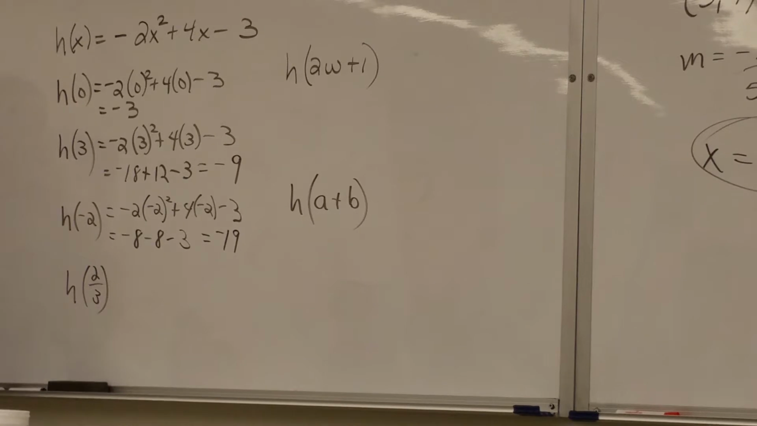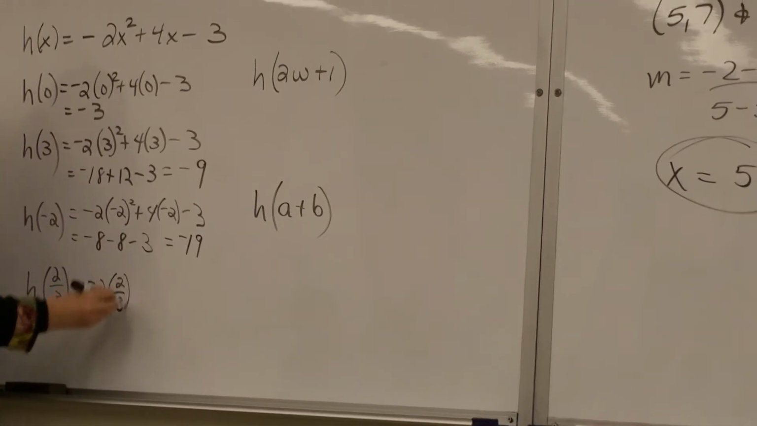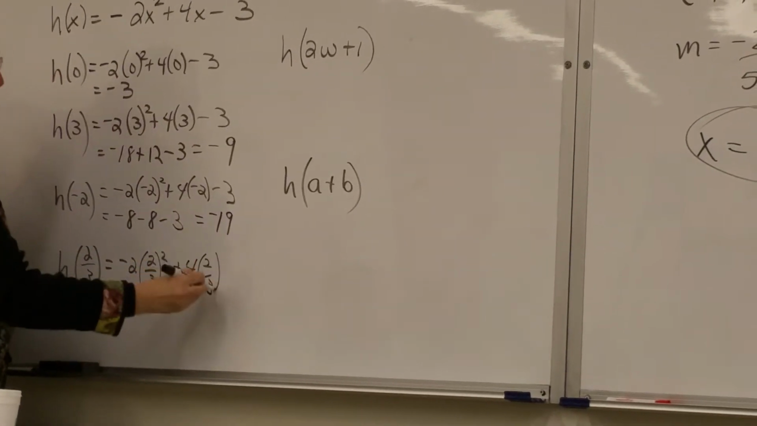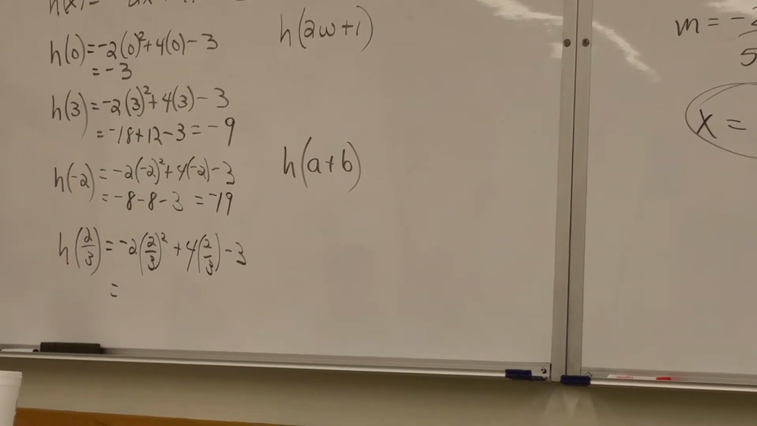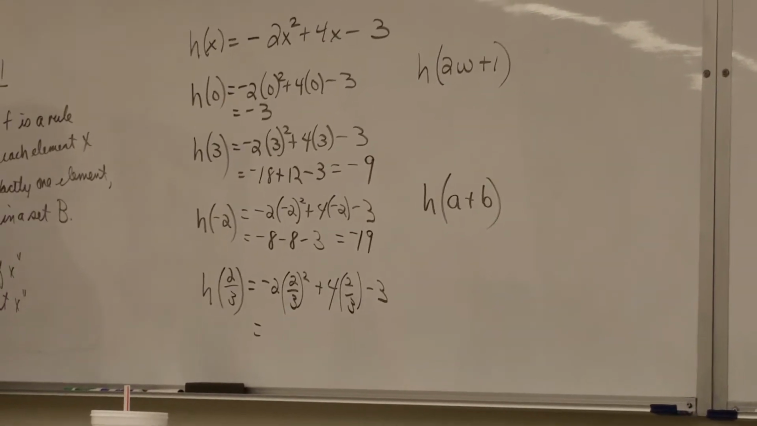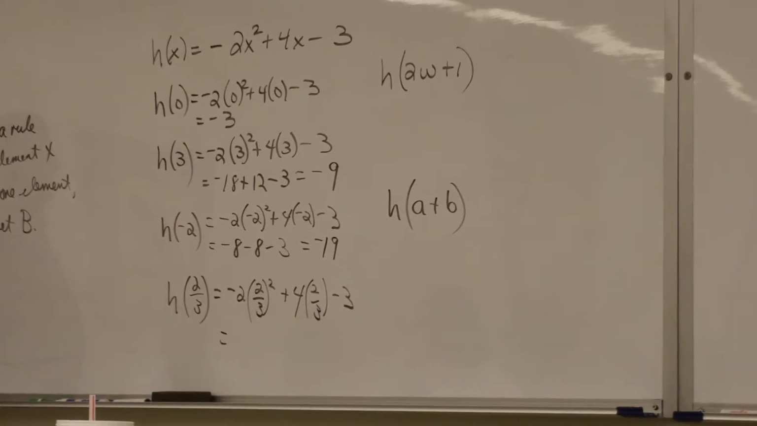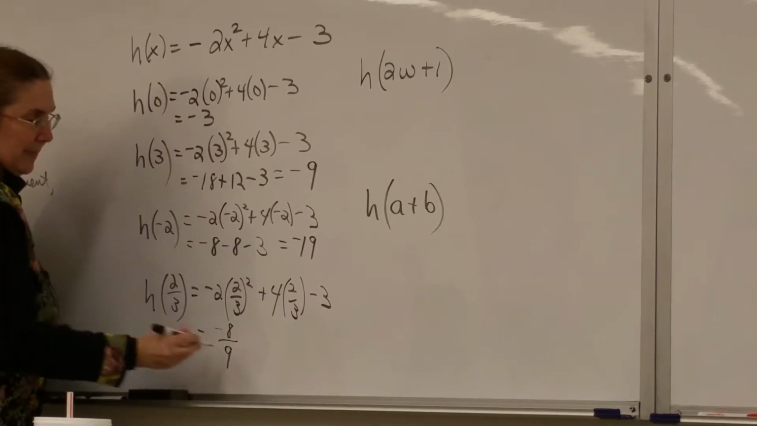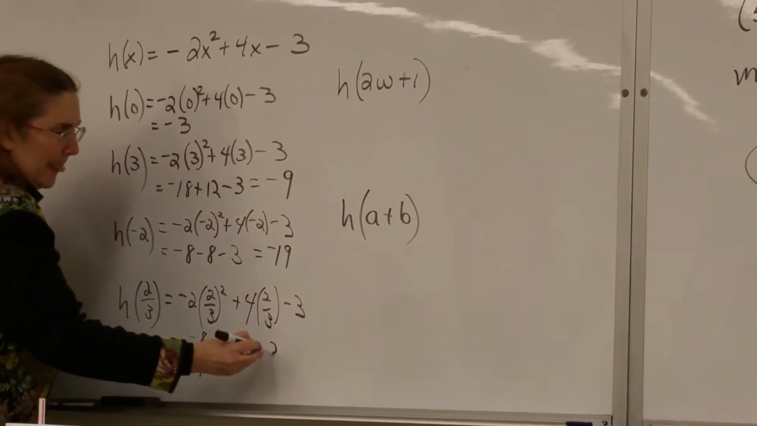Let's look at the fraction. This is negative 2 times 2/3 squared plus 4 times 2/3 minus 3. What is 2/3 squared? 4 ninths times negative 2 is negative 8 ninths, plus 8/3, minus 3.